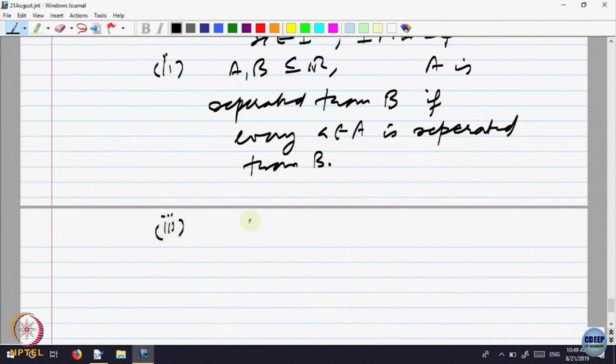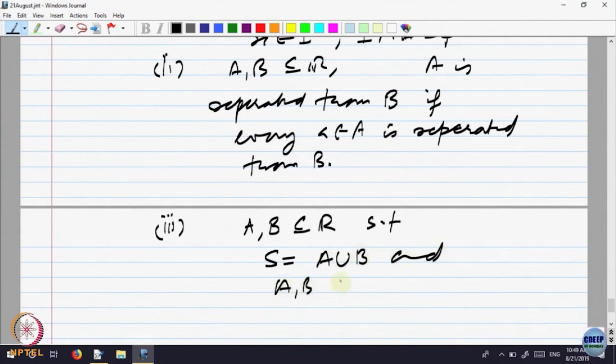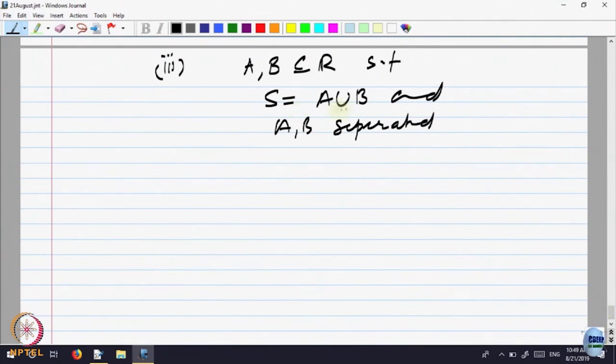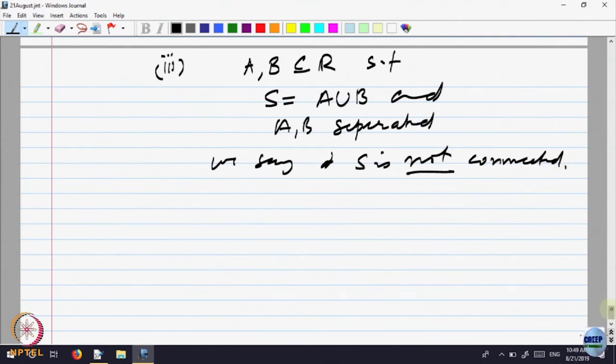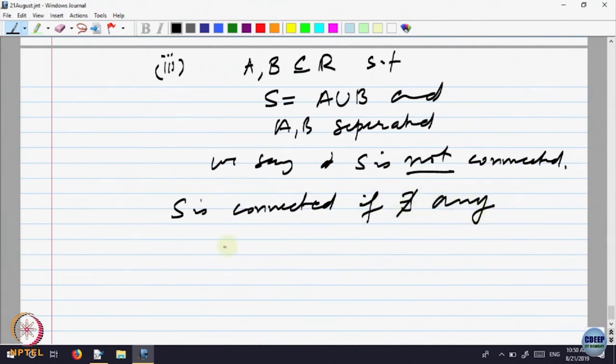Let us write, say A, B contained in R such that S is equal to A union B and A, B separated. If a set S can be written as, if it is cut into two pieces where A and B are separated, we say S is not connected. So, what is connected? S is connected if there does not exist any separation of S.